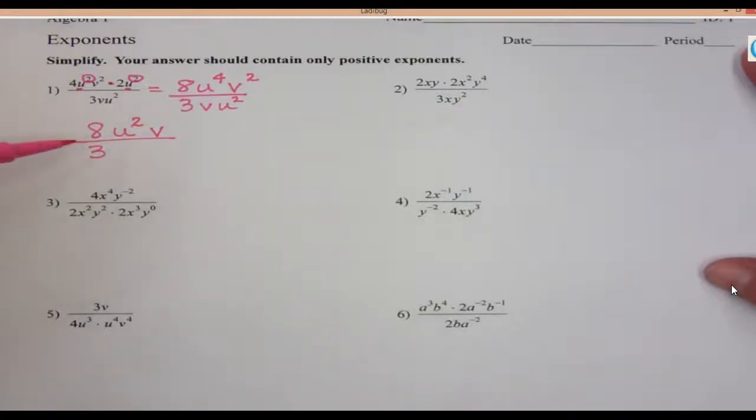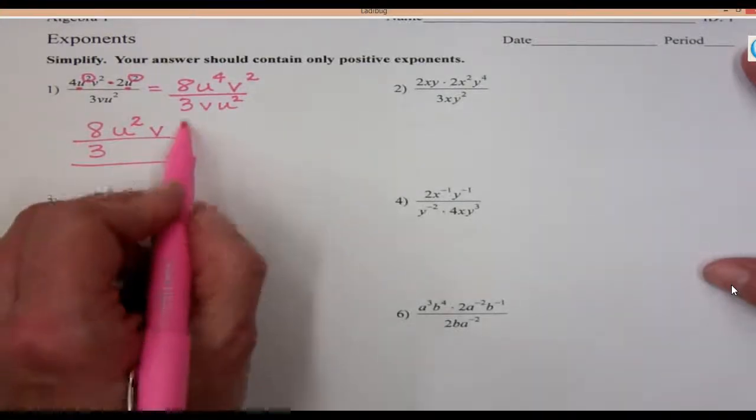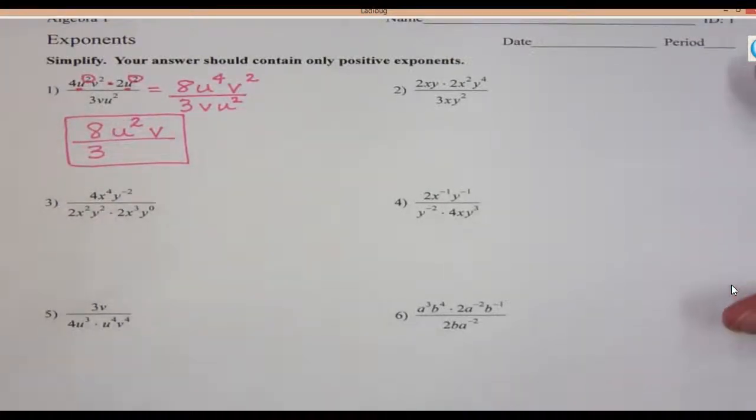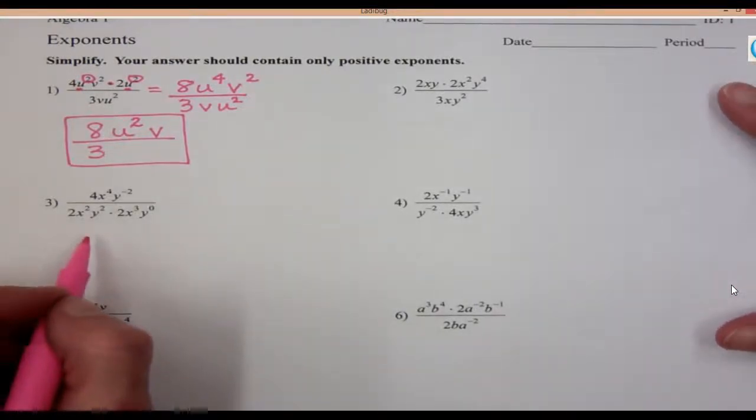And now you need to notice there is not one letter in both the numerator and the denominator. It's got to be either in the numerator or the denominator. If I had a U or a V down here, I have not done my job by completely simplifying. So there you go. Let's do this one here.